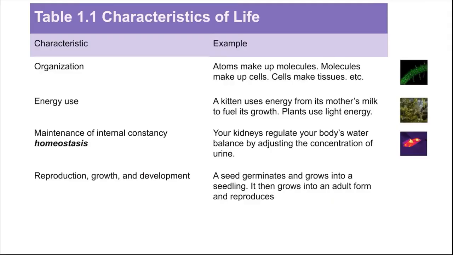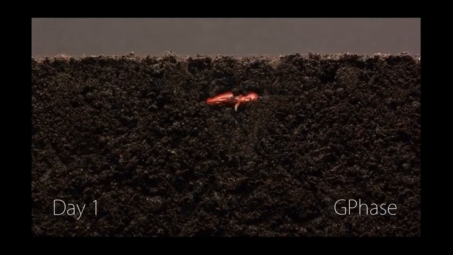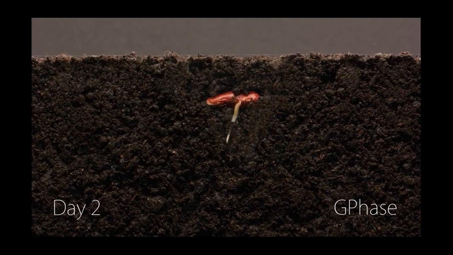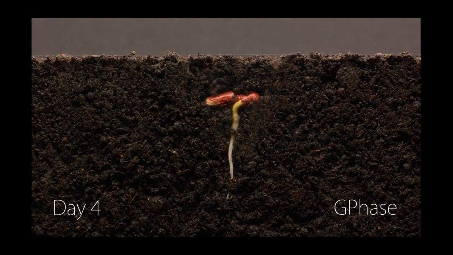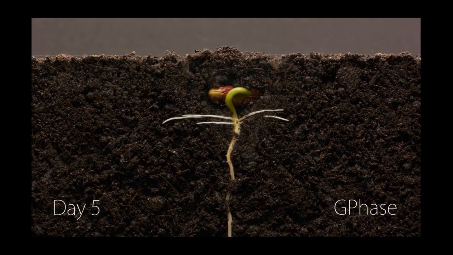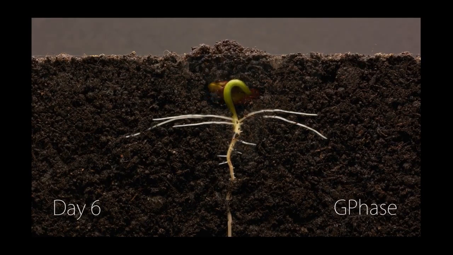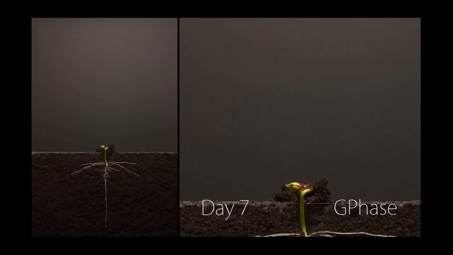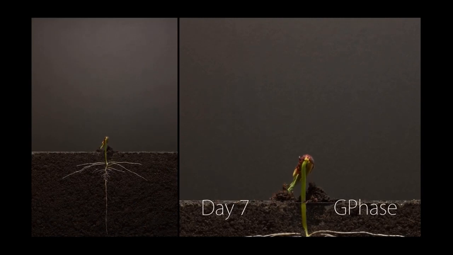Another characteristic of life is its ability to reproduce, grow, and develop. Here you can see a bean going from a seed, sending a root down using energy from those cotyledons, those tissue storages within the seed. It's using that to fuel the growth and fuel these new root tips that grow out laterally. Once those root tips have entered the soil, they can gather nutrients and gather water and further fuel the growth of the seedling. Now this organism is transitioning into a new stage.